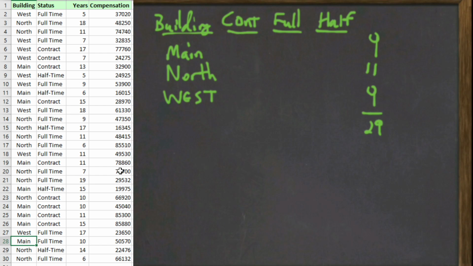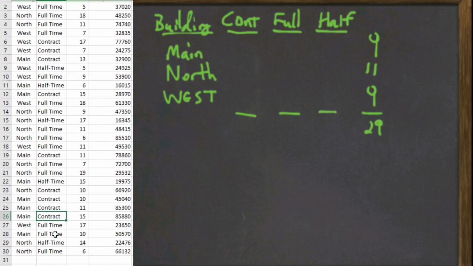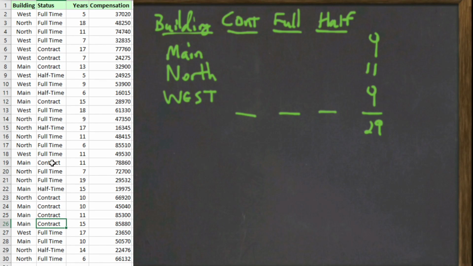Okay, and so we build a similar frequency table, except this time we're going to put the totals down here on the bottom. So if we look through and we see contract and we say 1, 2, 3, 4, 5, 6, 7, 8. Might have missed one. 1, 2, 3, 4, 5, 6, 7, 8, 9. Okay, so we have 9. If we do the same thing with full, I believe we've come up with 15. And then lastly, halftime is 5.